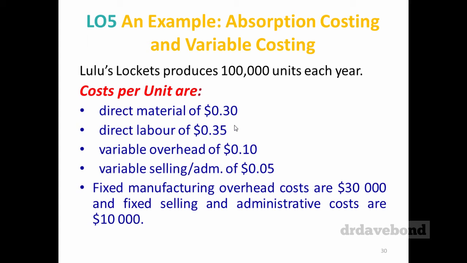So you might have your sales staff, they will get 5 cents for every unit that they sell. So it's not actually making the product, but it is a variable cost in that way. They sell nothing, they get nothing at all. Fixed manufacturing overhead costs are 30 and fixed selling and admin costs are 10.